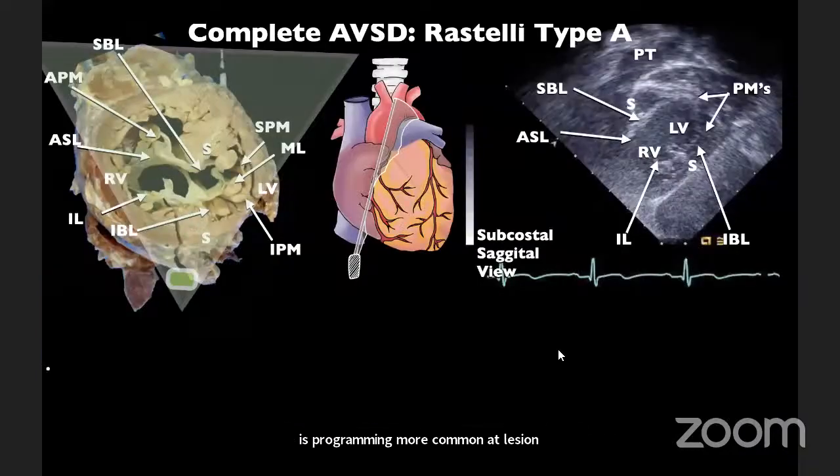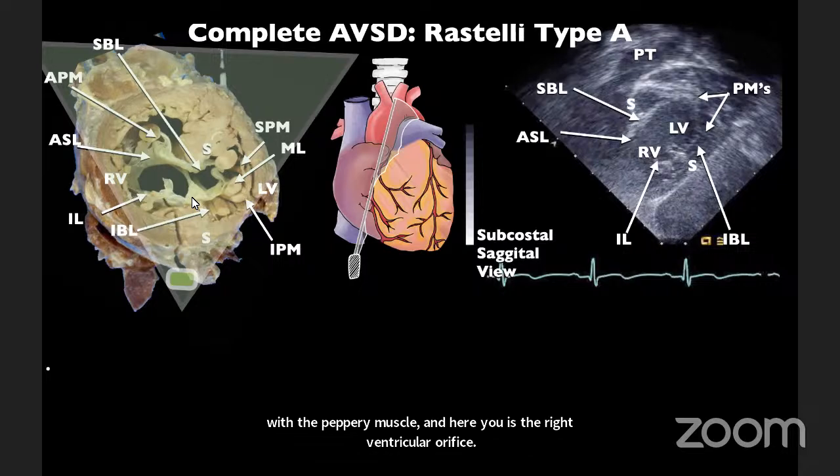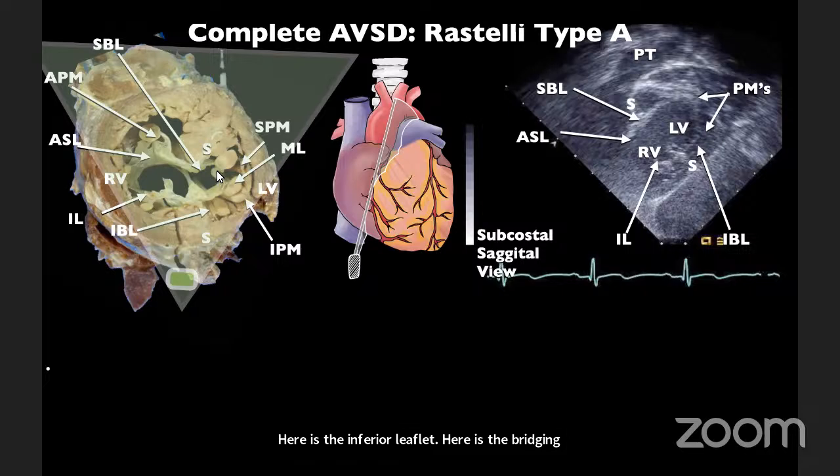So now if we look at short axis cuts, whether we look at them from the subcostal or the parasternal view, we can see this, and I've shown you this before. And here we see the superior bridging leaflet attached to the crest of the septum. Here is the anterior superior leaflet of the tricuspid valve with the papillary muscle. And here is the right ventricular orifice. Here is the inferior leaflet. Here is the bridging leaflet going across here.